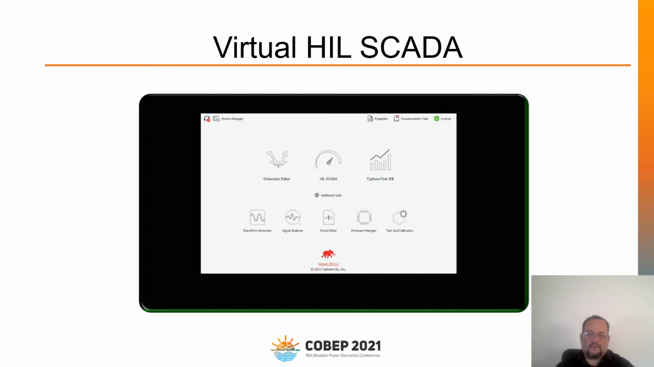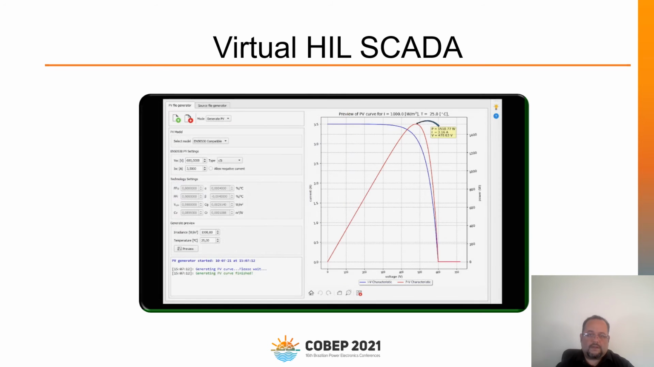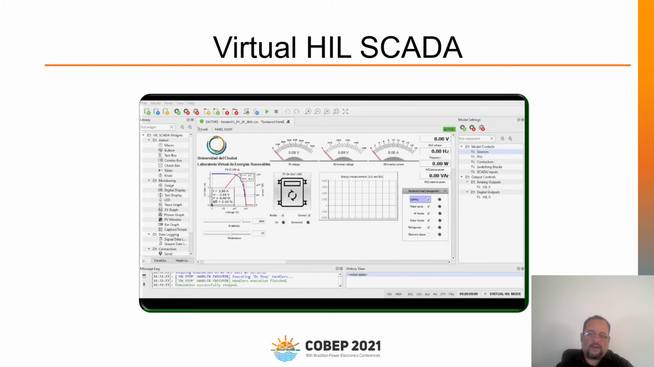In this video, we can see the model made in a schematic editor. The PV model schematic is validated and compiled. After, you can load a virtual Hil model in the Hil SCADA panel, where the student can monitor and control variables such as irradiance, temperature, loads, switches, and in the case of transient studies, they have the scope capture with trigger.